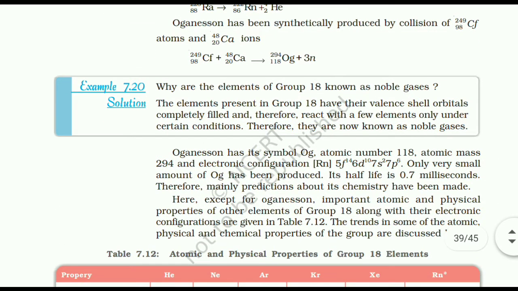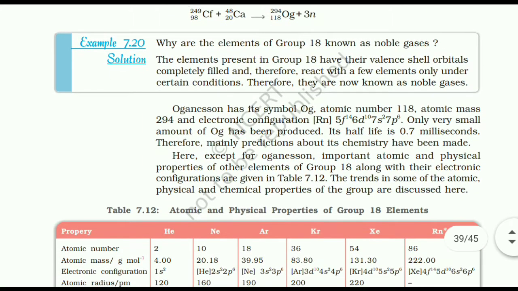Example 7.20. Why are elements of group 18 known as noble gases? Solution. The elements present in group 18 have their valence shell orbitals completely filled, and therefore they react with very few elements only under certain conditions. Therefore, they are known as noble gases.